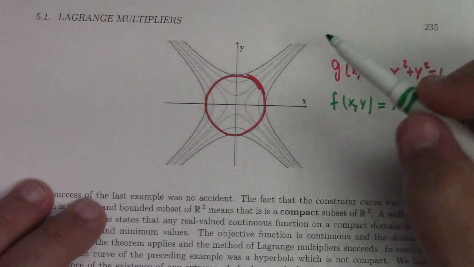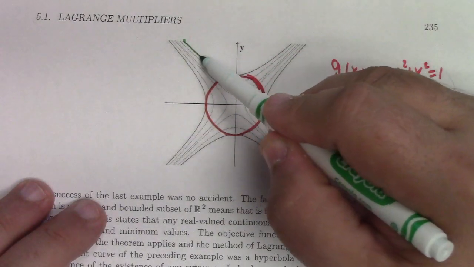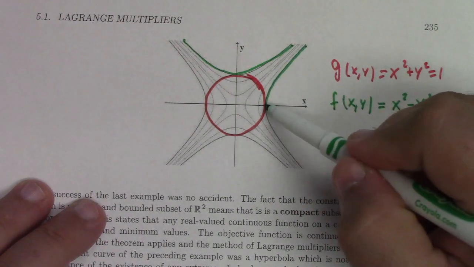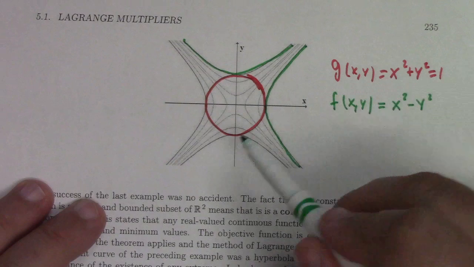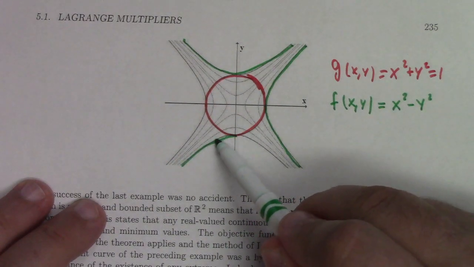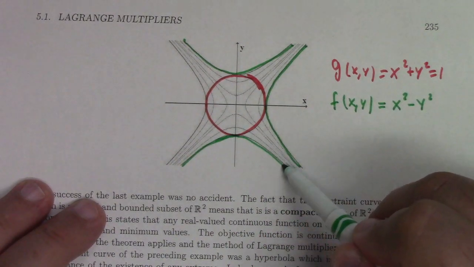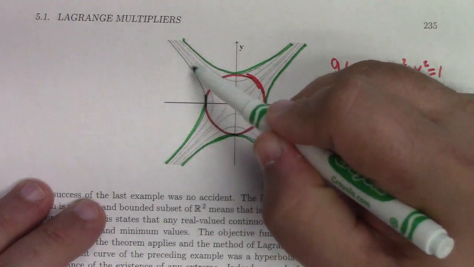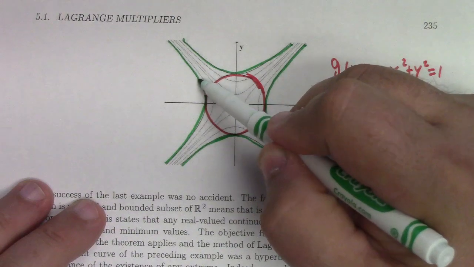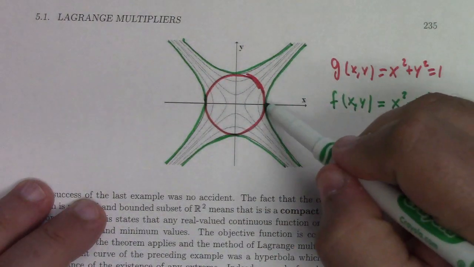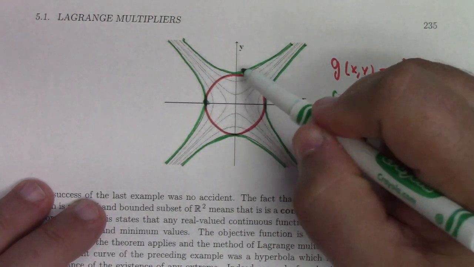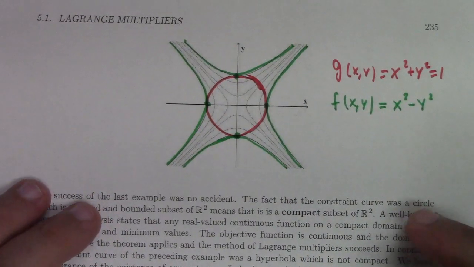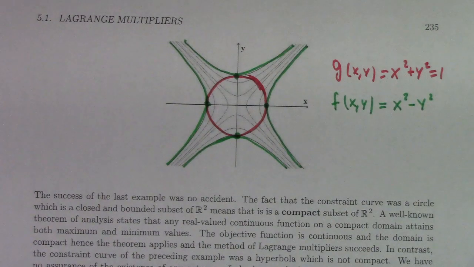And so when you look at some level curves, you'll notice that the ones that just kiss the red circle, like that, are where the gradient of the green curve matches the gradient of the red curve. That's exactly what the Lagrange multiplier equations just derived for us: this point, this point, this point, and this point are potential extremal points for f, subject to that unit circle.